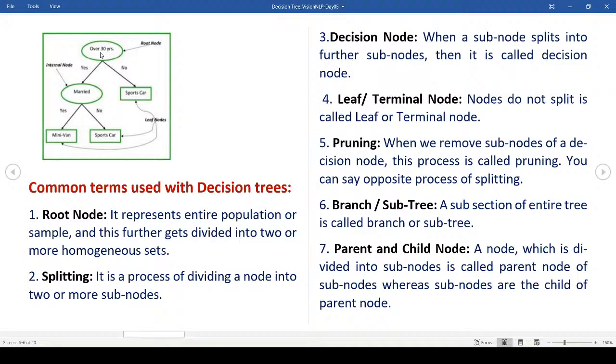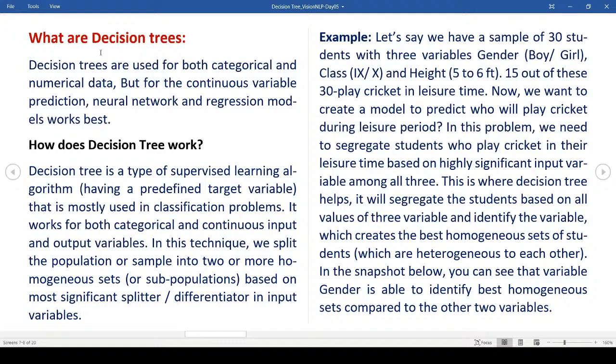Decision trees are used for both categorical and numerical data. Because when we have two or three different types of variables, like categorical variables, it works well. If we have continuous variables, continuous data, it again works well.